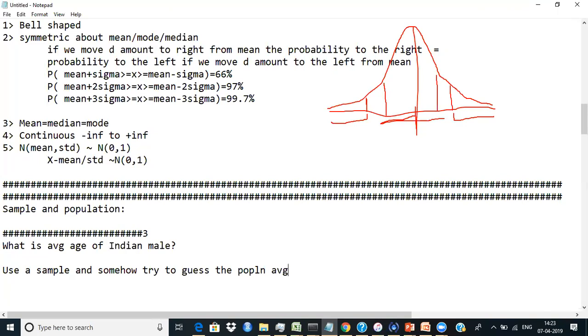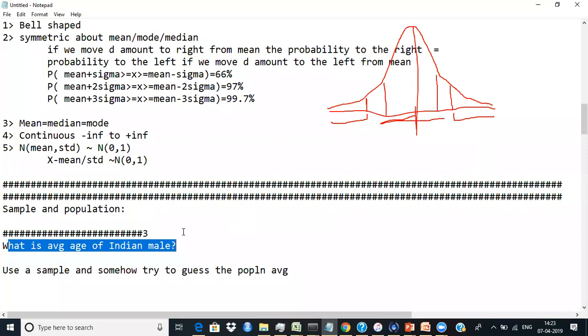When I say population average, I mean the population of Indian males. Population is a term which is not the same as the Indian population. In statistics, whenever we say population, we mean a particular part of it. So here, when I am talking about Indian males, my population becomes all Indian males, not the whole Indian population. Population in English and population in statistics are different. In statistics, whenever I say population, I mean the population under the question you are trying to find out.